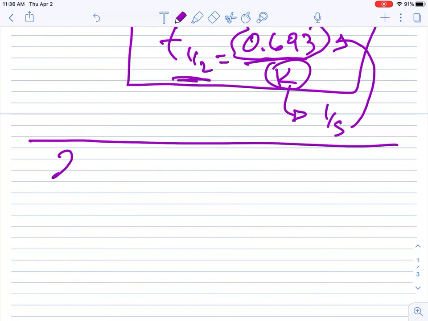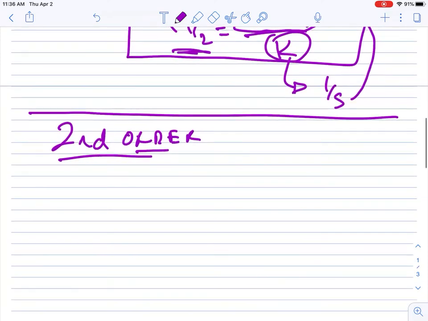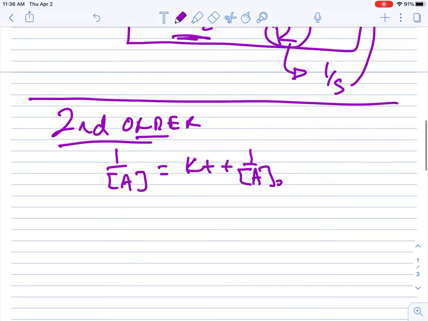Now for the second order reactions, we're going to do that same process again. And so this one we're going to have 1/A equals kt plus 1/A0. So if we come in here, we'll rewrite this a little bit. We're going to make this 1/(1/2 times A0) equals kt plus 1/A0.